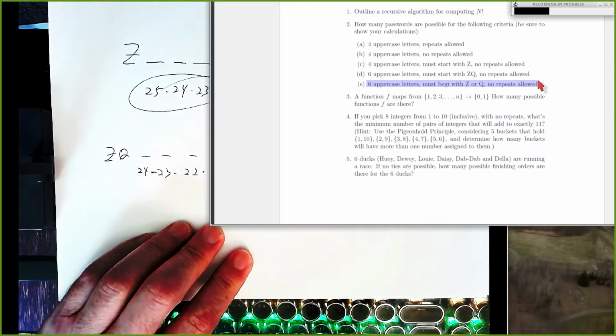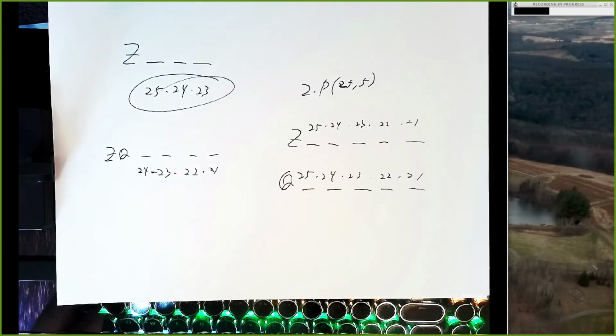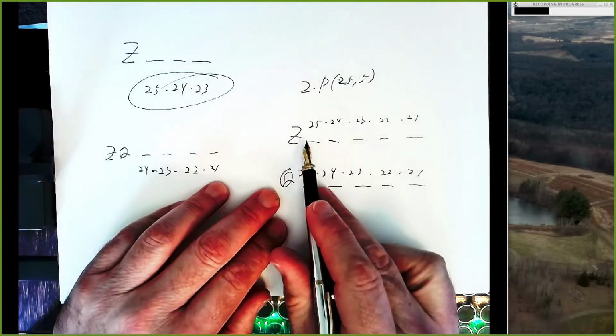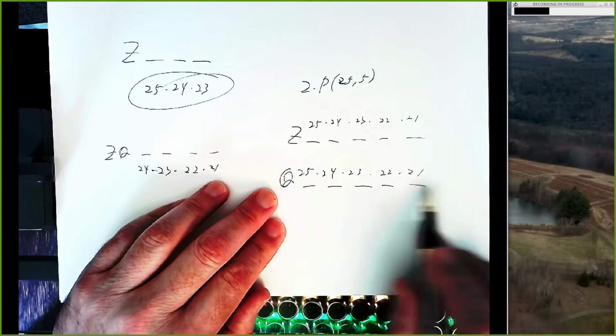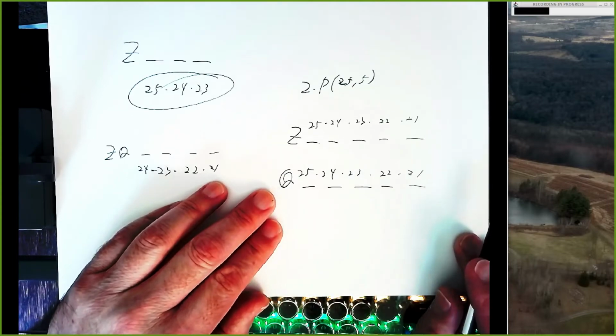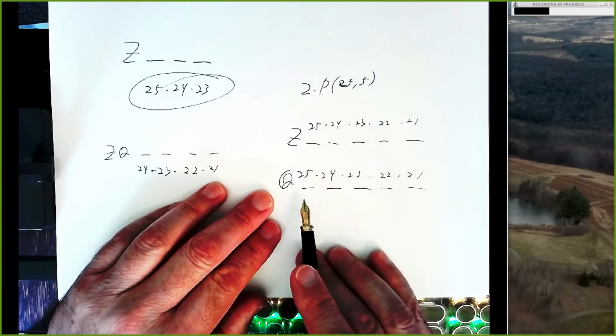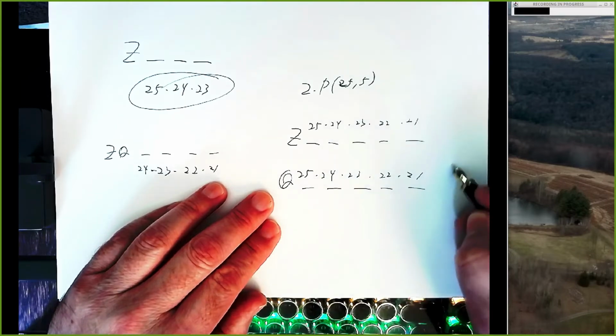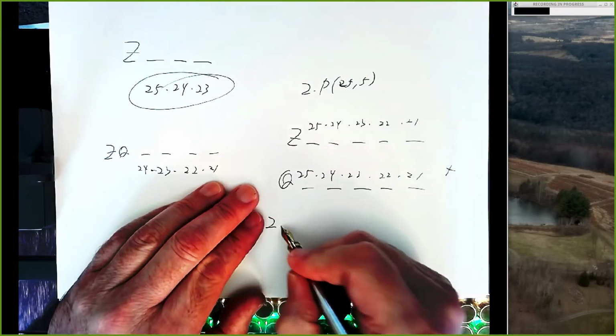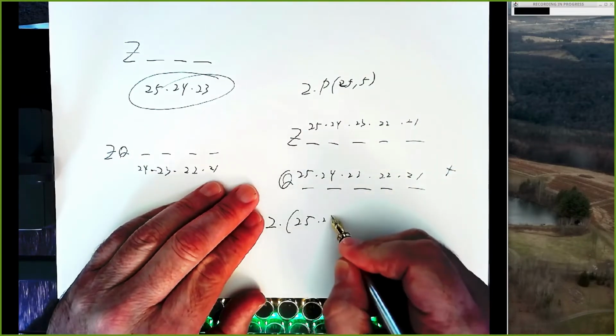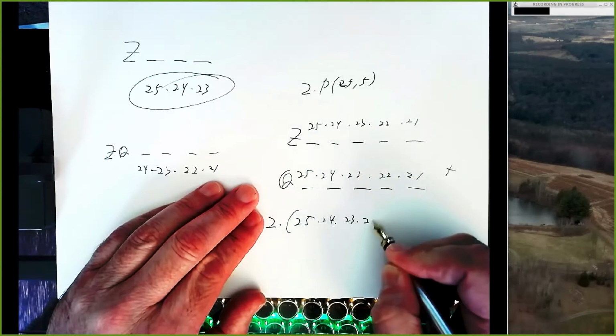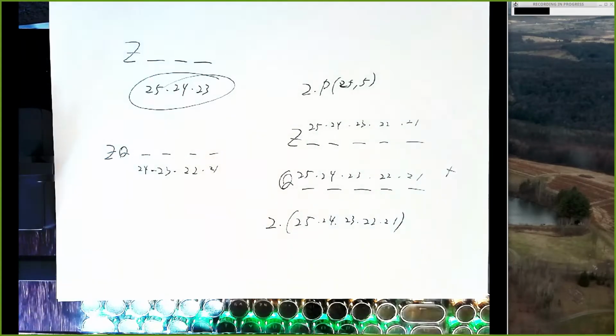Your block, by the way. Thank you. Yeah. Start with a Z and fill in these, or start with a Q and fill in these. And a sum rule says since we're allowed to do this or this, we're going to add those together. And so we get 2 times 25 times 24 times 23, 22, 21.